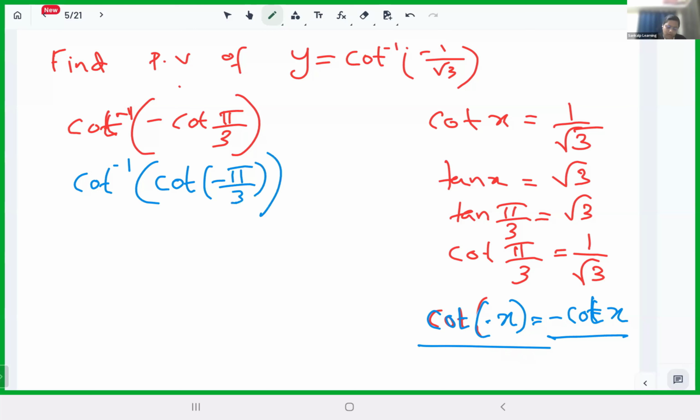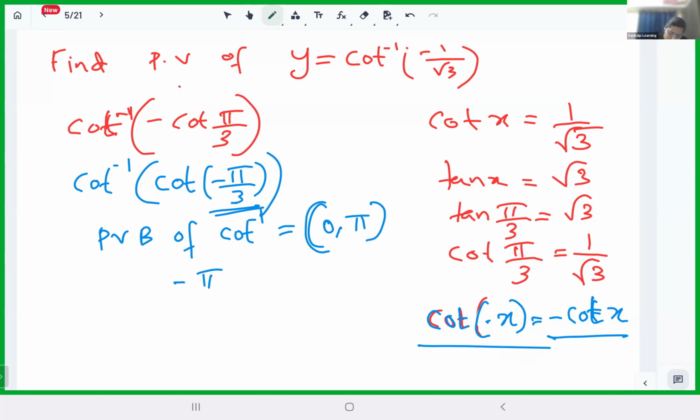But here this minus pi by 3 doesn't belong to the PVB of cot inverse. What is the PVB of cot inverse? It is nothing but the open interval 0 to pi. So clearly minus pi by 3 doesn't belong to the open interval 0 to pi.